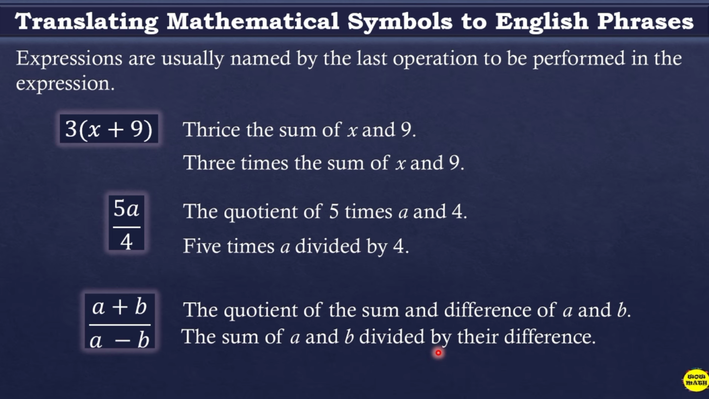Pwede ka rin gumamit ng all over. The sum of A and B all over the difference of it. Okay? So, maraming pwede, no? There are many ways. Hindi porket magkaiba tayo ng translation, it means wrong. There are lots of ways since we have a lots of keywords na pwede natin gamitin. Ang importante lang dito is you have to familiarize yourselves with the keywords. Dapat alam natin kung anong pwede natin gamitin dito o alam natin kung saan to ginagamit.